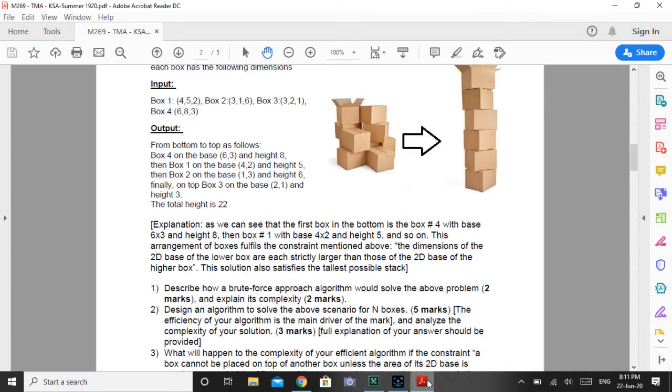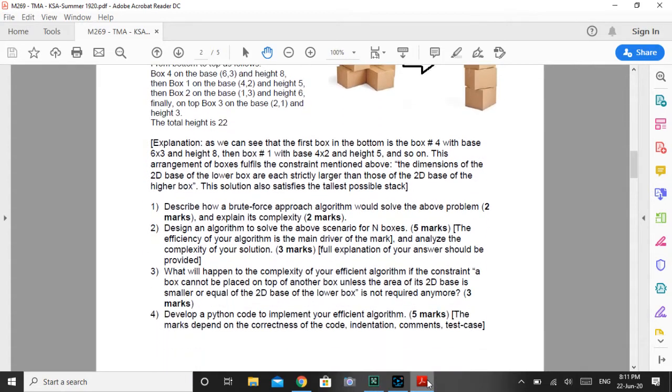Okay, now the second point is to design an algorithm to solve the above scenario, assuming that you have n boxes. Now here what we want is the solution. Your solution is not the brute force. We want from you a new algorithm to solve this problem, and you need to also analyze the complexity of your algorithm, the new one. Not trying one by one like brute force. You need to design a new one to solve this problem.